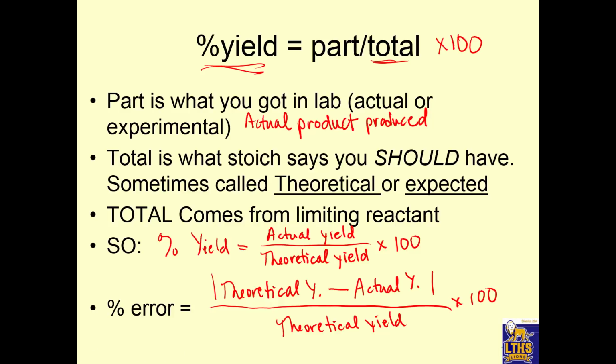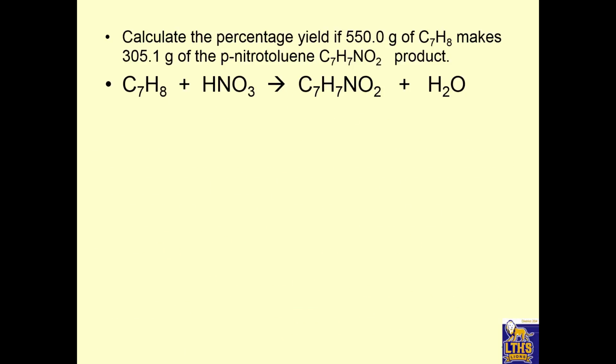So percent yield is kind of like how you did on the test, what you got on the test. Percent error is what you got wrong on the test. All right, that was an analogy. So we need to calculate the percent yield for this reaction.